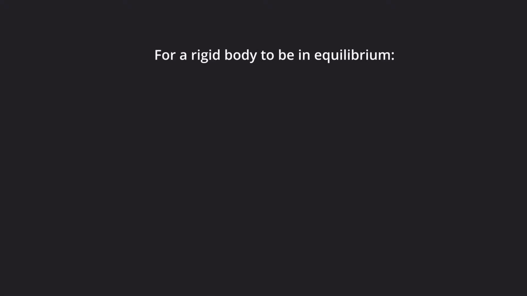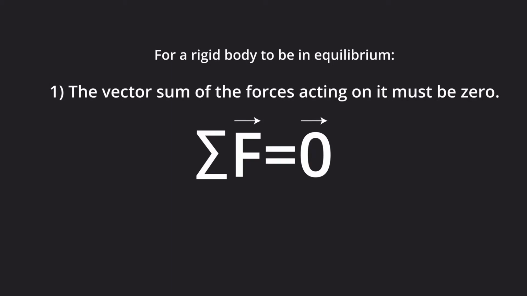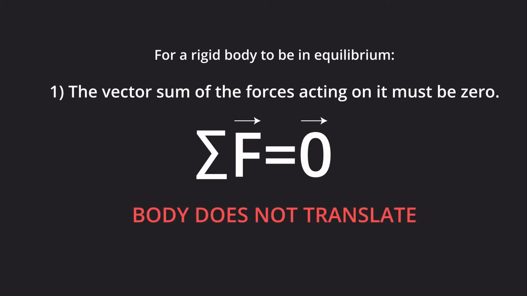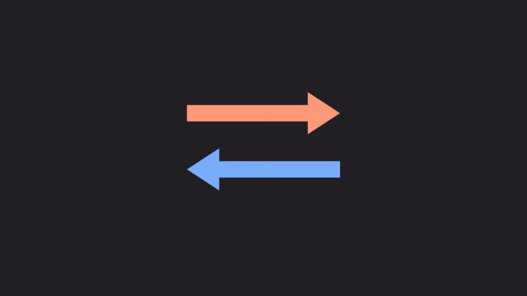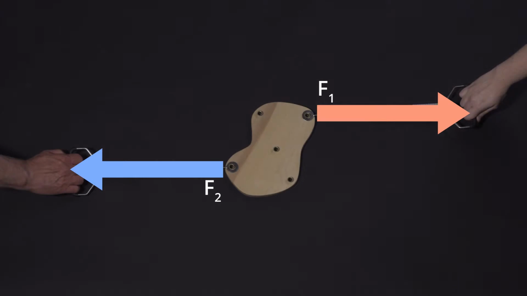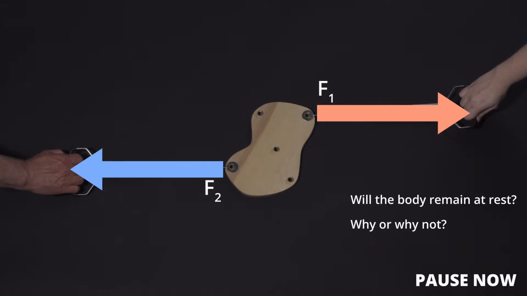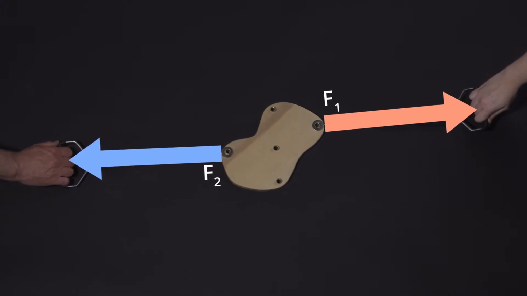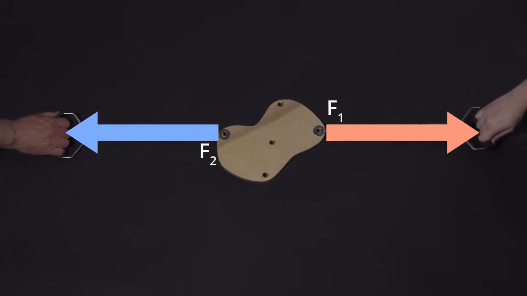In all of these cases, for the rigid body to be in equilibrium, the vector sum of the forces acting on it must be zero, exactly the same as for a point. When this condition is satisfied, the rigid body will not translate. Two equal and opposite forces would satisfy this first condition, but suppose we apply them like this. What do you think will happen? As you may have guessed, the body will rotate until the two forces line up with each other.